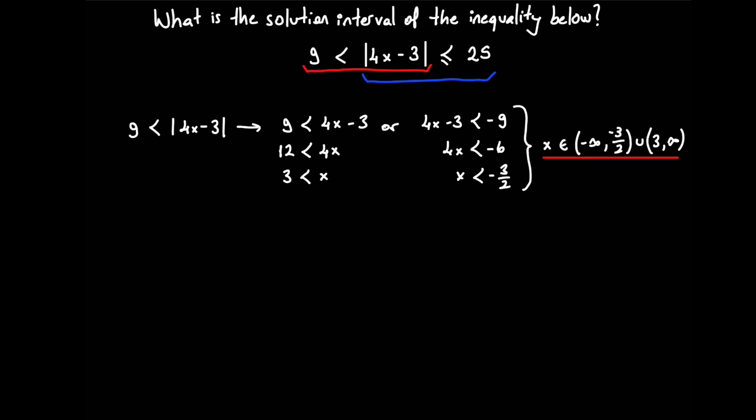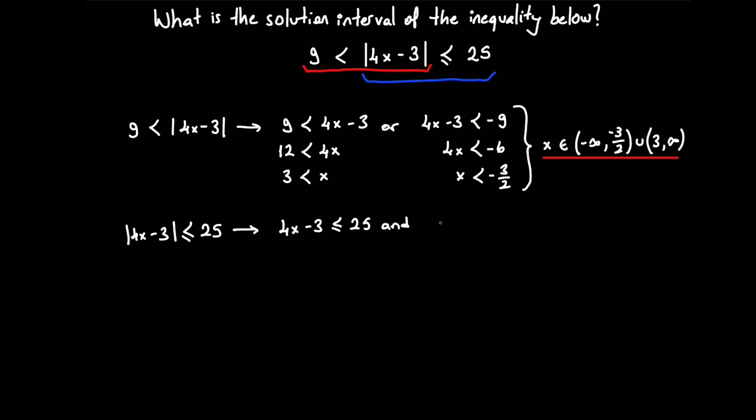Now let's solve the blue one. The absolute value of 4x minus 3 is lower than or equal to 25, which means the distance between 4x minus 3 and 0 must be less than or equal to 25. So I can say 4x minus 3 must be less than or equal to 25.